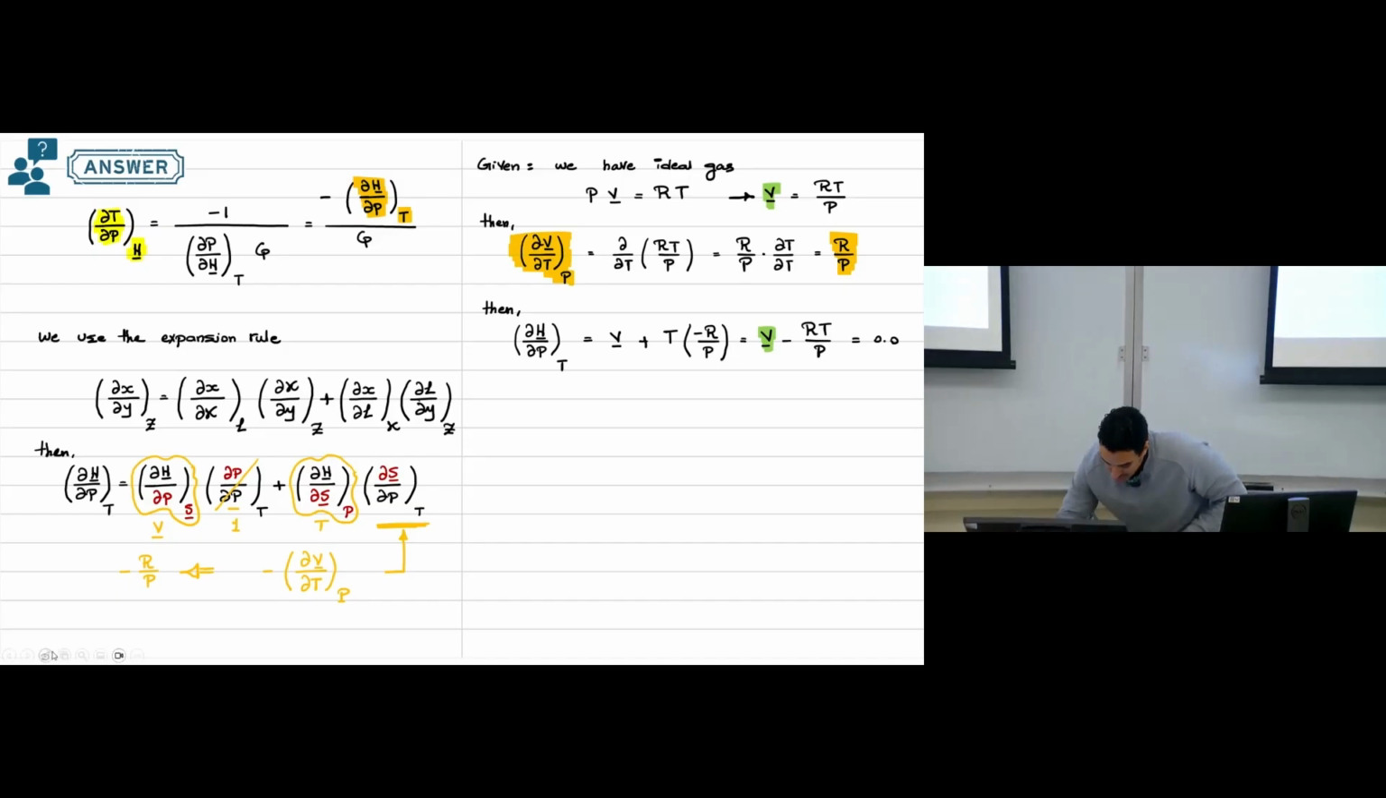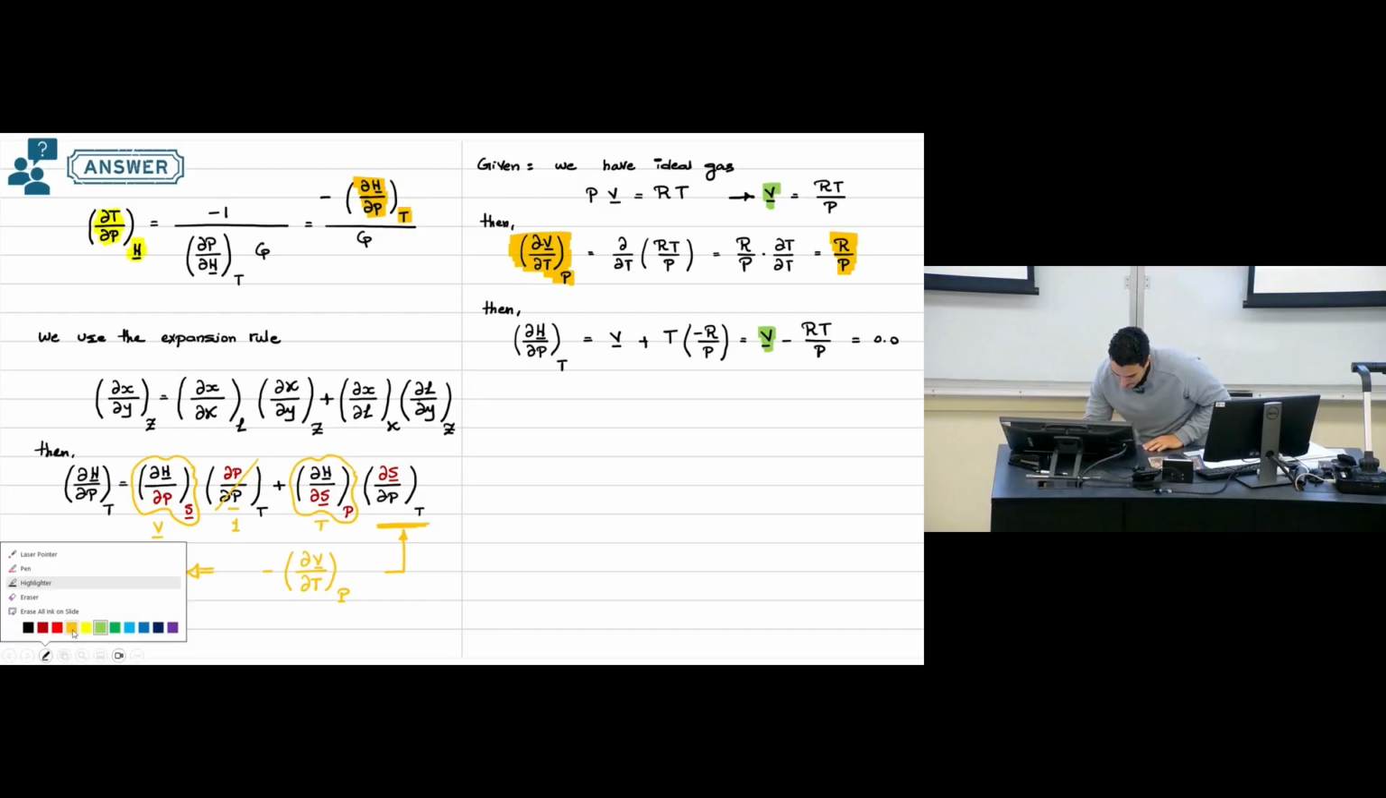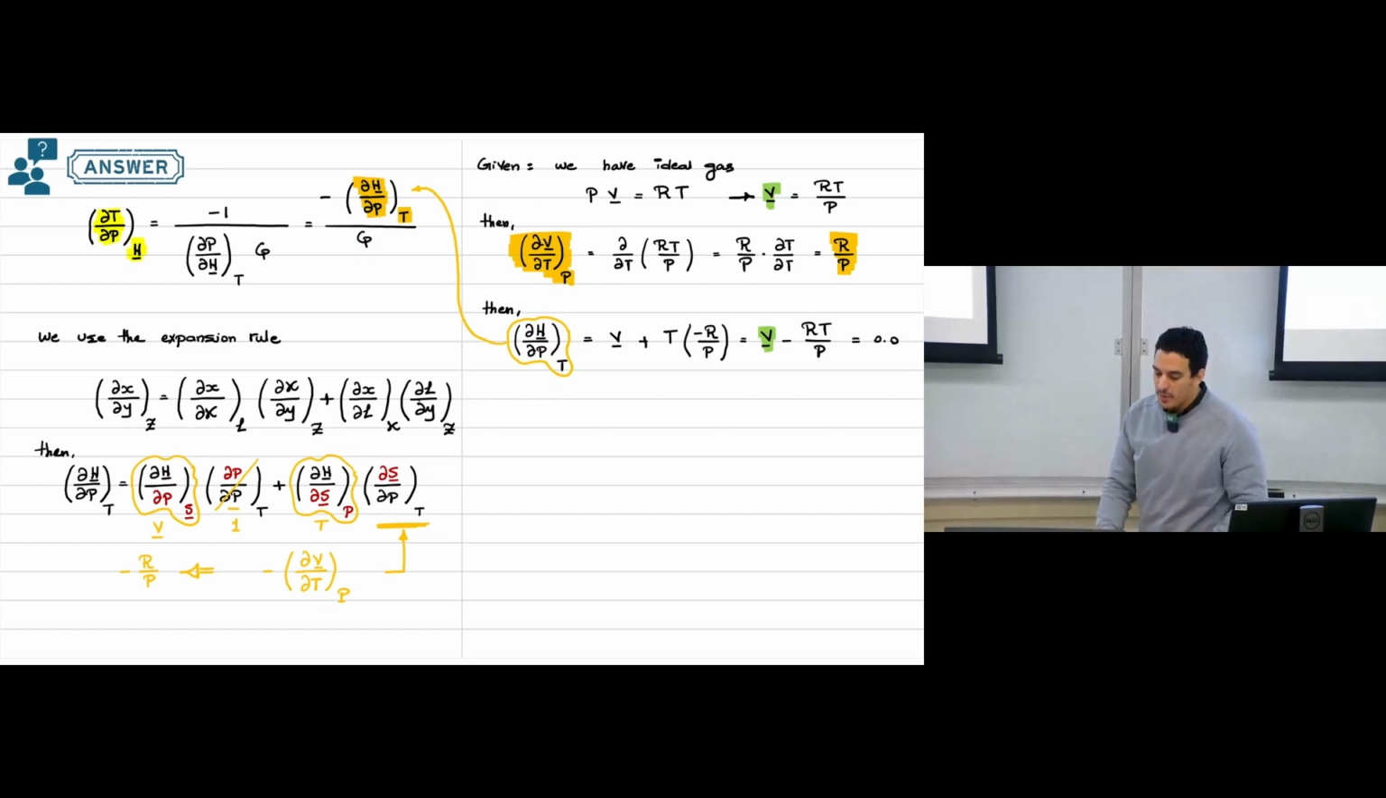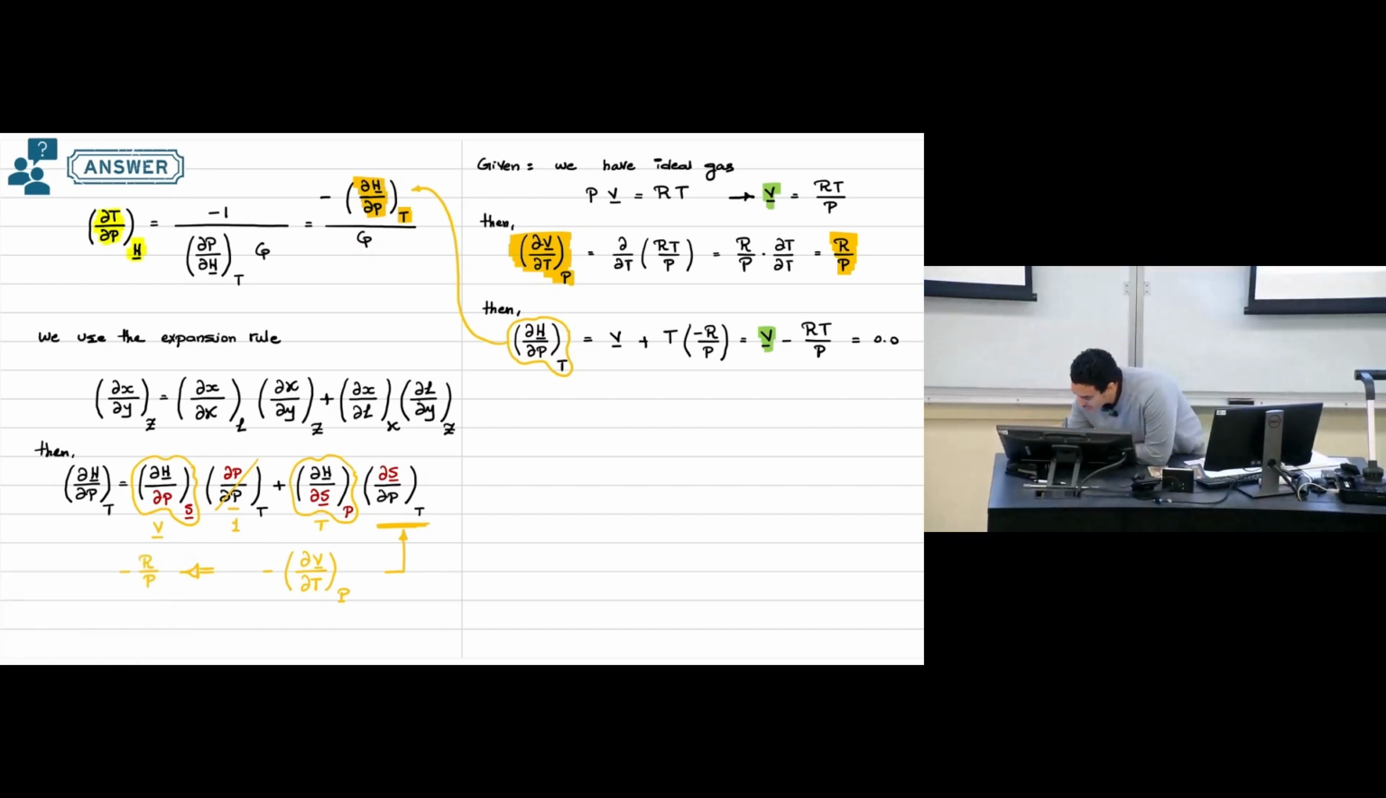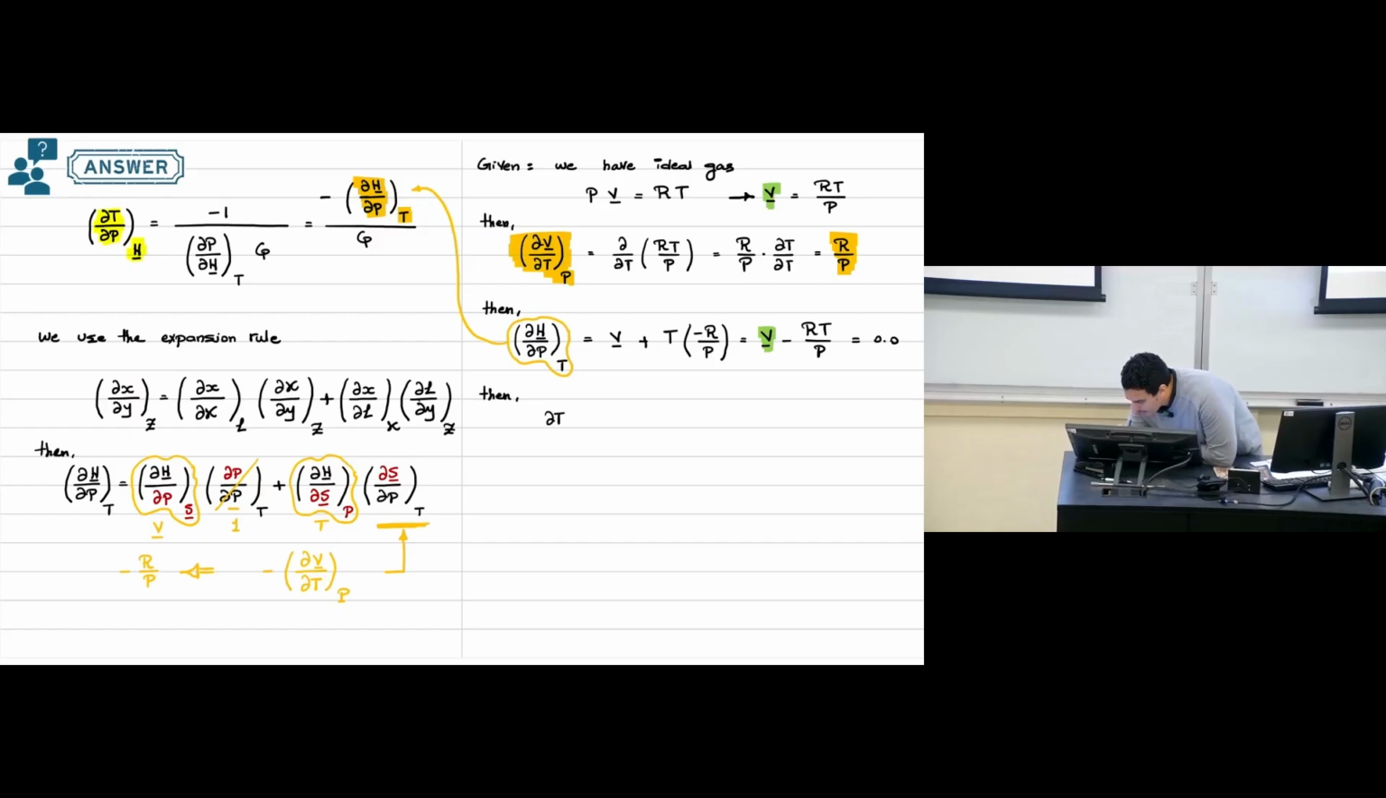Okay, so now take this one here, dH by dP at constant T, and substitute it in this equation in order to find dT by dP at constant H. If we did this, then dT by dP at constant H will be minus 0 divided by Cp. So this also will be 0.